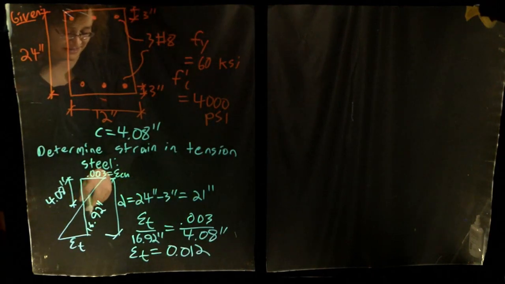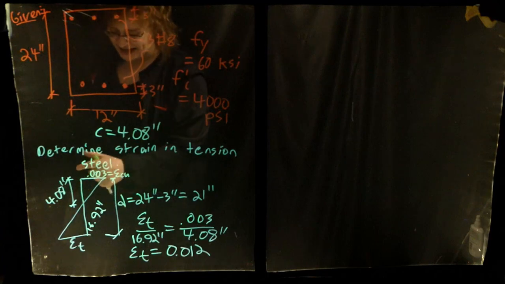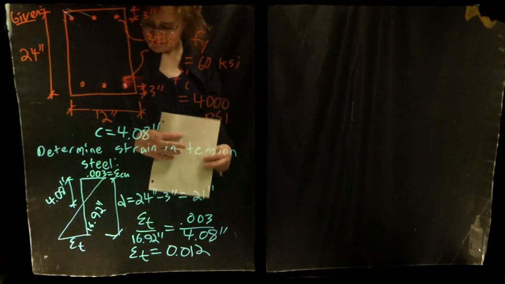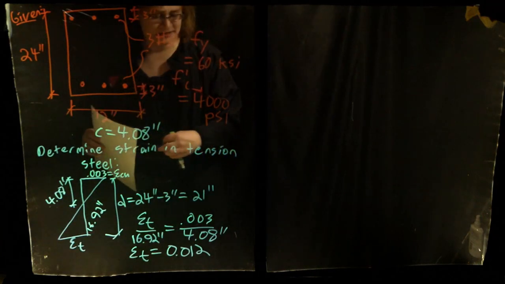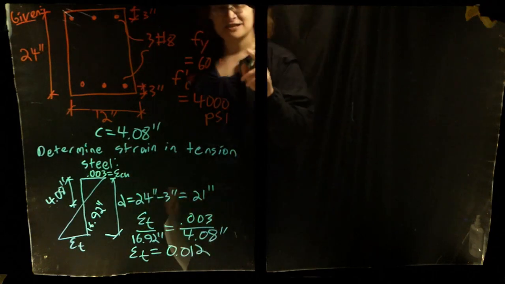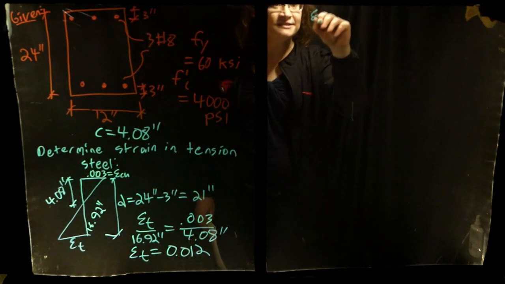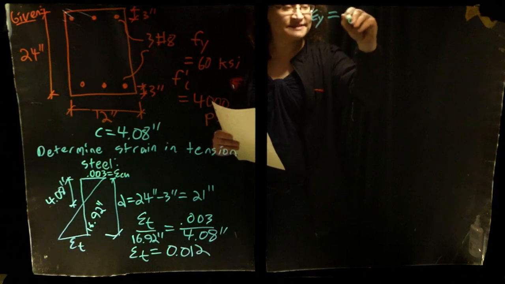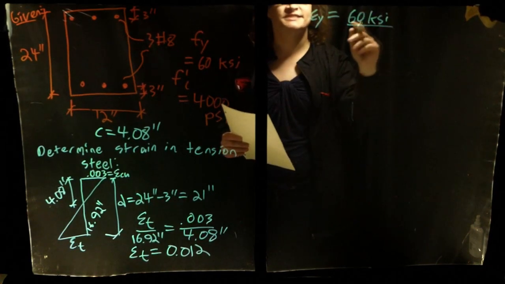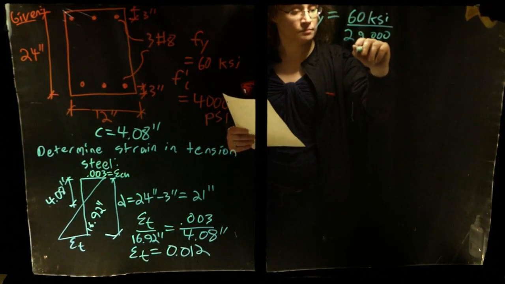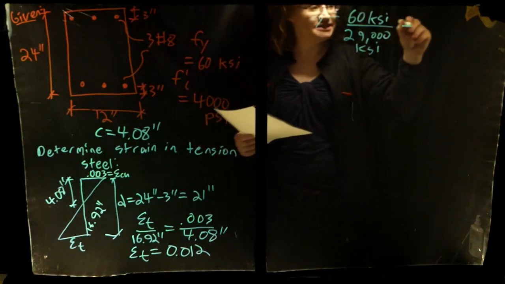So you can probably figure out that this isn't actually to scale. If you were to draw this to scale, of course, you would have this upper triangle much, much shorter and smaller than that, and that makes sense, but I usually draw them as relatively equal, simply for illustration purposes. Okay, now we'll need to compare this to our epsilon y, which is the yield strain of our steel. Epsilon y is going to be simply 60 ksi, the yield stress of our steel, divided by our elastic modulus, which is 29,000 ksi. And that will come to 0.00207.